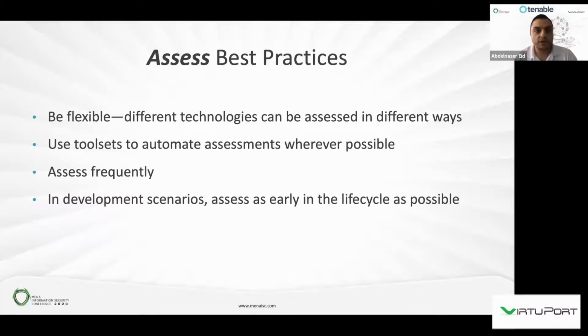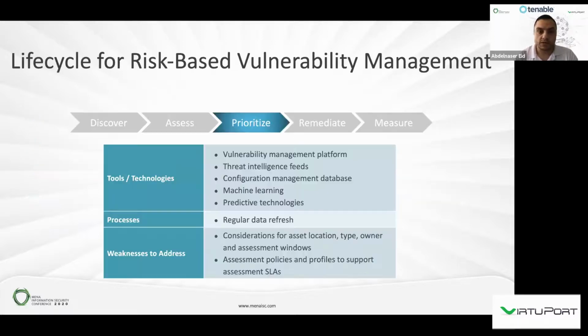Some recommendations: be very flexible when we are talking about the assessment. We can use multiple technologies and multiple tools, because each one will look at the asset from a different angle. We have to try to make it automated because we don't want to add more operational headache on the teams. We also need to keep in mind that the assessment frequency should be enough to cover the dynamic changes that are happening in the field. So we have to keep our eyes open about these points as well.